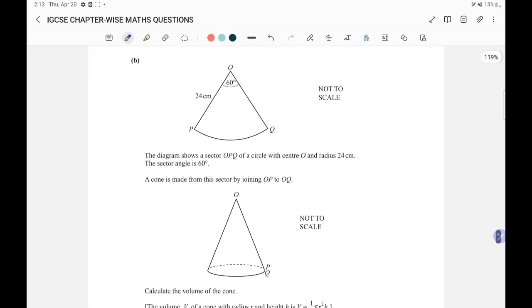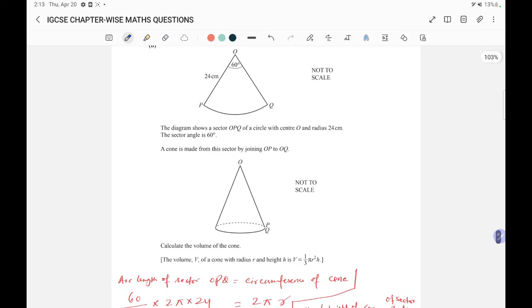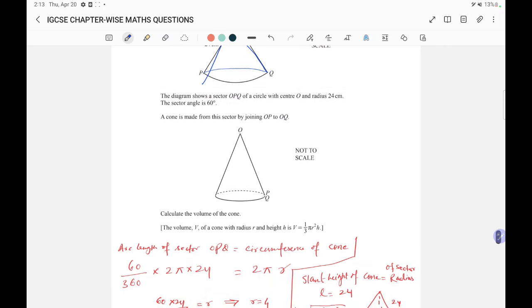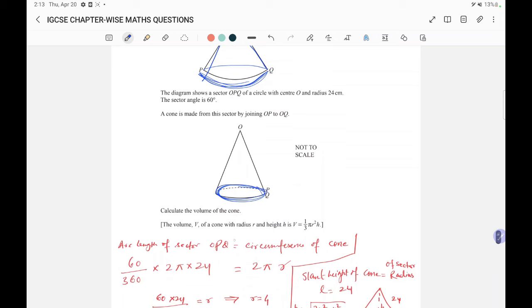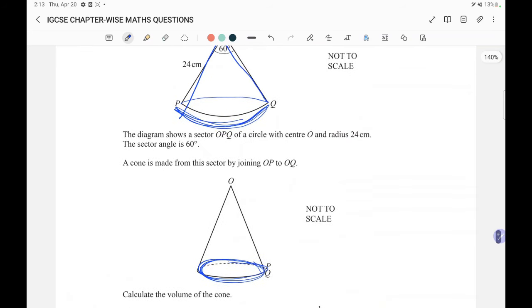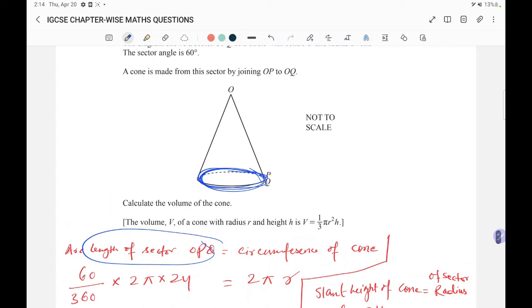Now next question, B part, that says a sector OPQ with center O, radius 24, sector angle is 60. A cone is made from this sector by joining OP to OQ. Then you will get this cone. So here, an important point we have to notice, this arc length is equal to this circumference. The arc length of sector OPQ is the circumference of the cone.